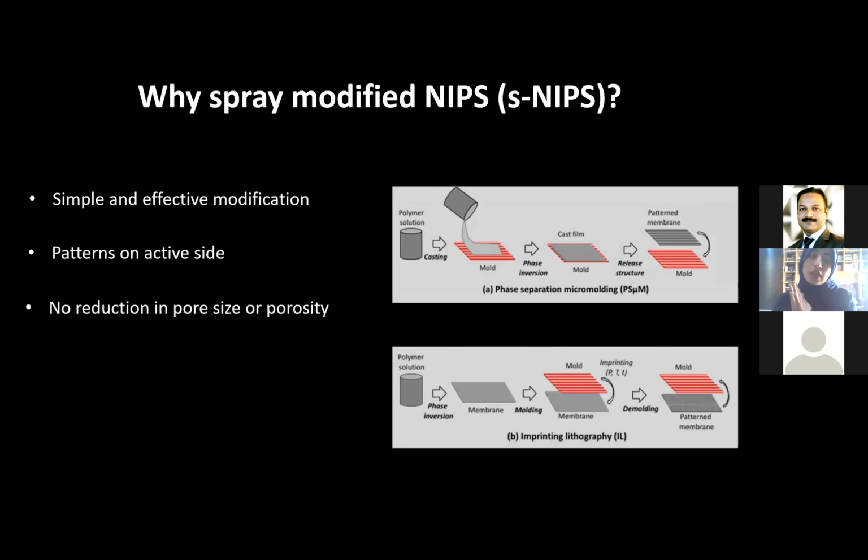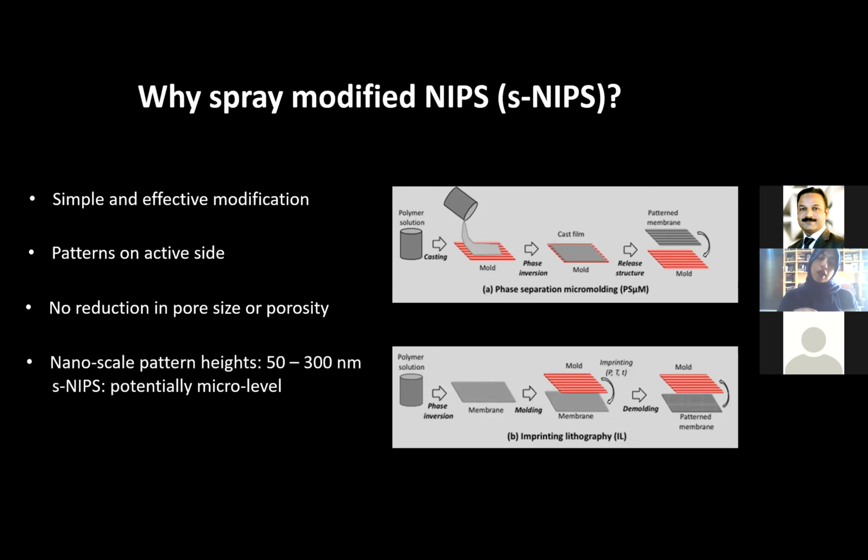Also, it does not create any reduction in the pore size or porosity of the membrane, which is possible if you are going to imprint these patterns. Imprinting means that on an already formed membrane, you imprint the patterns with a mold at high pressure and temperature for a certain time. In terms of surface features, the other methods could only produce nanoscale features ranging from 50 to 300 nanometers, but SNIPs had the potential to create micro-level surface patterns.